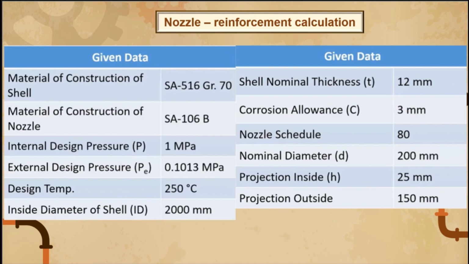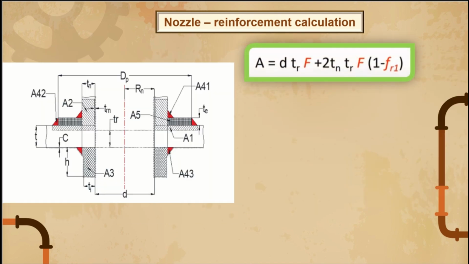So let's try to calculate the required area for reinforcement, guys. So first we need to calculate the required area for reinforcement. If you open the code book, you will find this formula for required area for reinforcement. That is A equal to D into TR into F plus 2 T and TR into F into 1 minus FR1. So let's try to find out FR1 first.